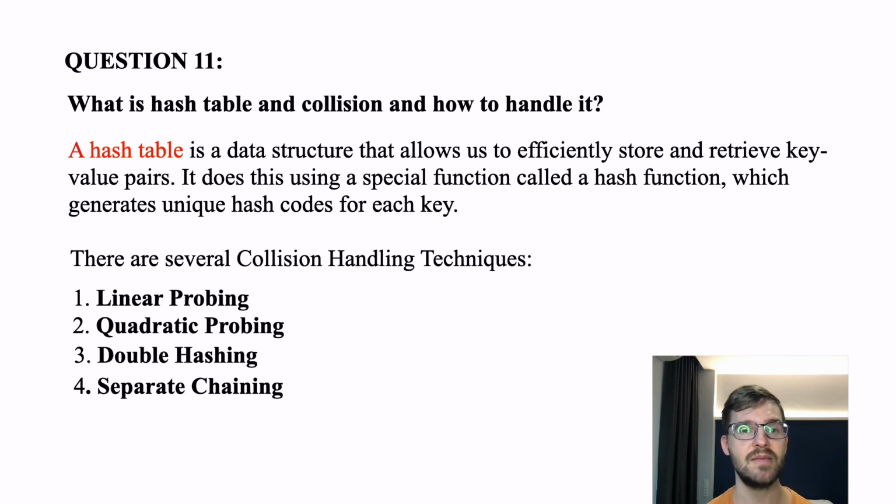Number 4. Separate chaining. In this method, each slot in the hash table contains a linked list. When a collision occurs, the key-value pair is appended to the linked list in that slot. Python's built-in dictionary type uses an open addressing approach with a combination of linear probing and double hashing.